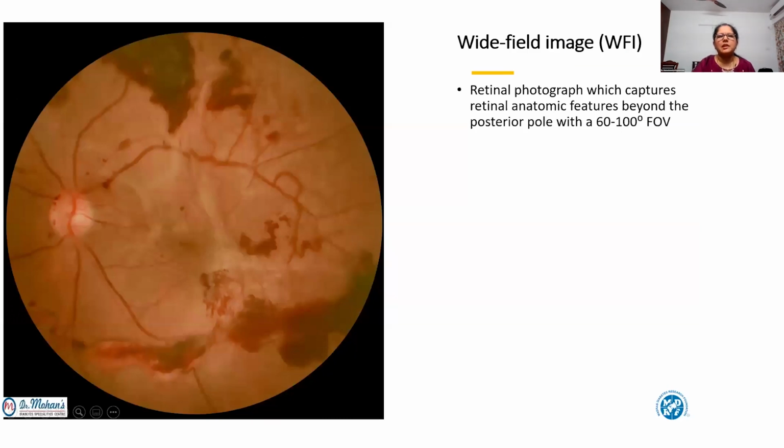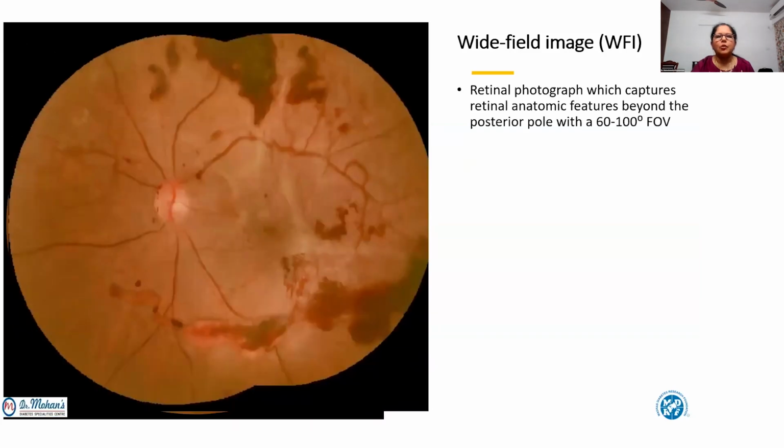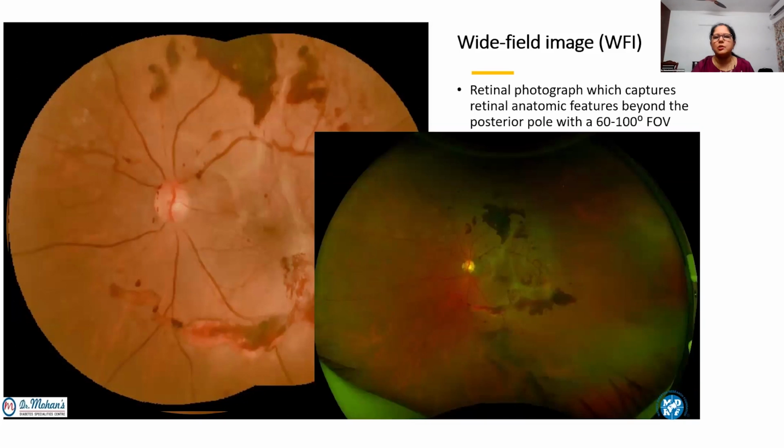So here, what gets covered in a wide field image is up to 60 to 100 degrees, when compared to an ultra wide field image. A montage covers a little more, up to 90 degrees with a wide field image. This is one of our patients where you can definitely get the big picture. Of course, the same patient with Optos gets a much wider field of view.